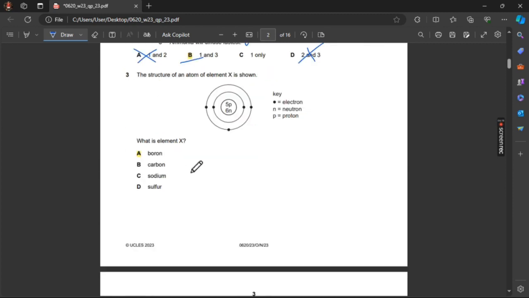Third question. The structure of an atom of element X is shown. The question is, what is element X? Okay, it has 5 electrons, 5 protons, and 6 neutrons. We should use the periodic table of the elements to find the answer. We should find the element which has 5 protons, and I think it's boron. The correct answer is A.